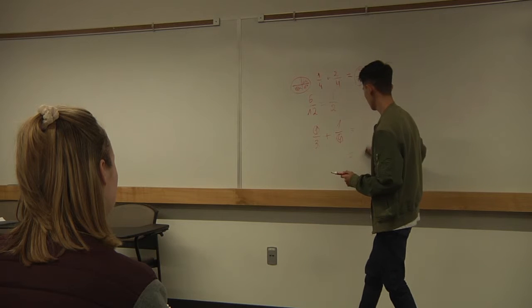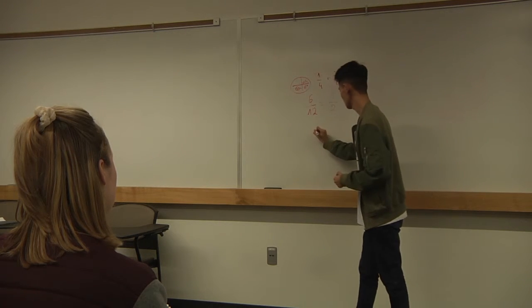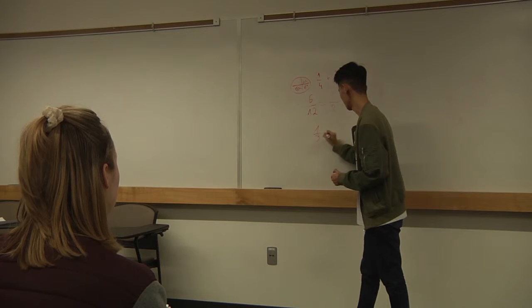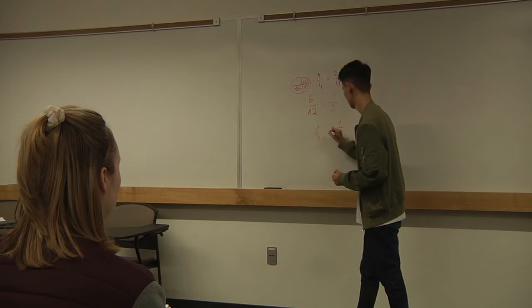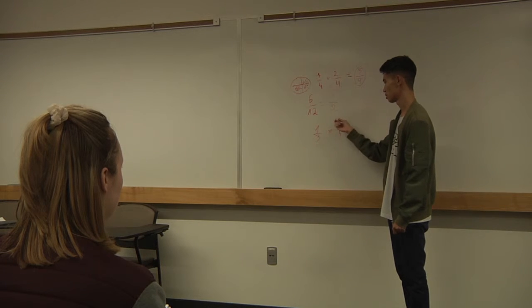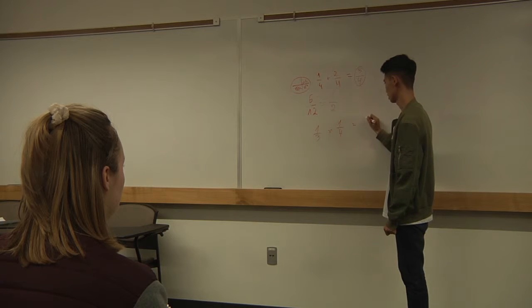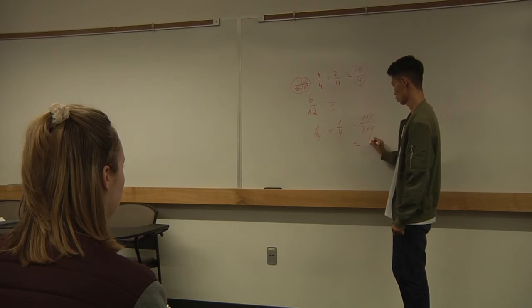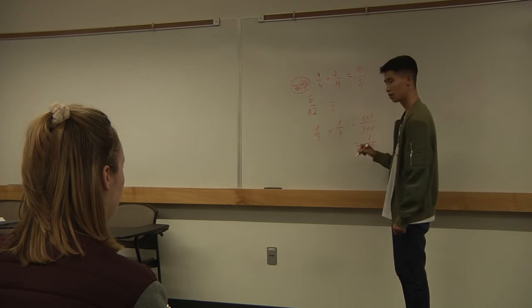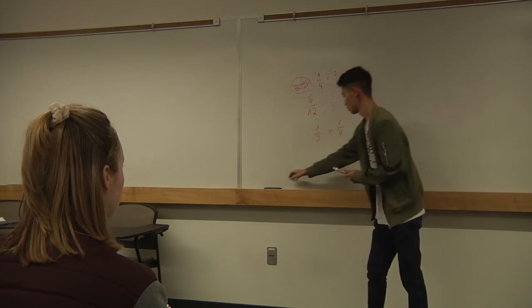For multiply and divide, it's a little bit different. So let's go with 1 out of 3 and 1 out of 4 again. Multiply, you pretty much just multiply all the numerators and the denominators. So 1 times 1 and 3 times 4, which would give you 1 out of 12. Same principle for divide.